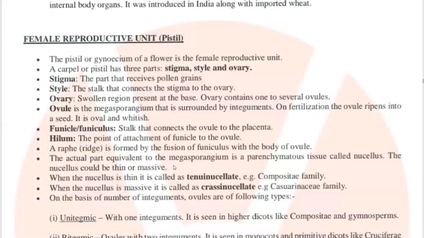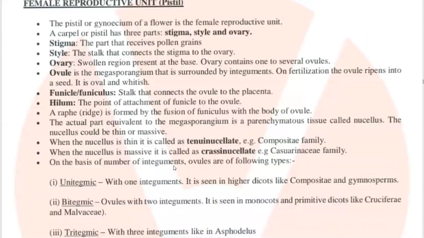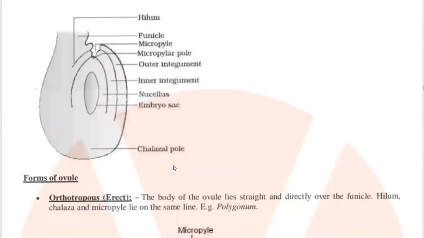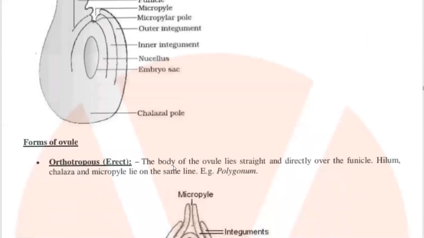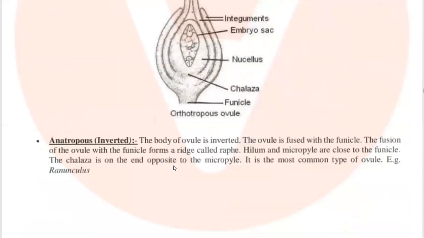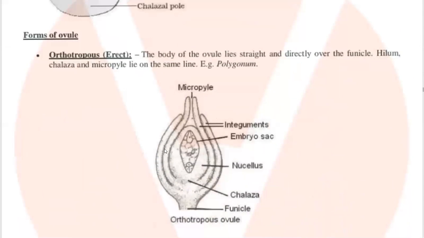Then female reproductive unit is pistil. There's some basic information given. It is the forms of ovule. This is orthotropous ovule, types of ovule, or we can say this. The body of ovule lies straight and direct over the funicle.